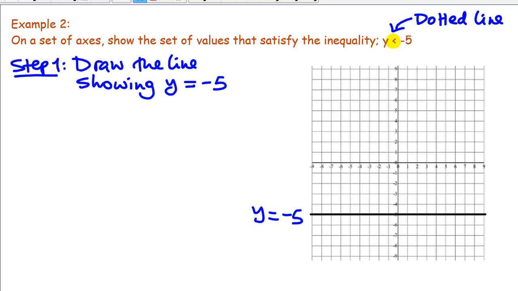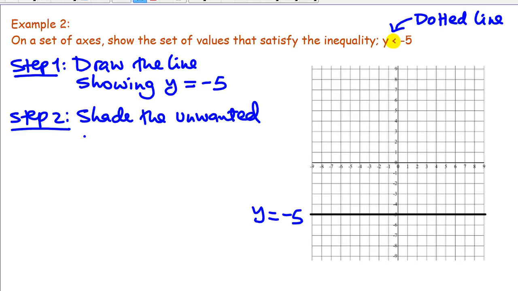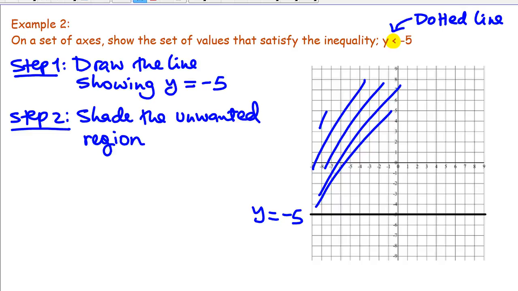All right. So step 2, shade the unwanted region. So remember from our inequality, y is less than -5. So everything above this line is unwanted. And basically, that's what I'm going to shade. So anything above this line is unwanted.